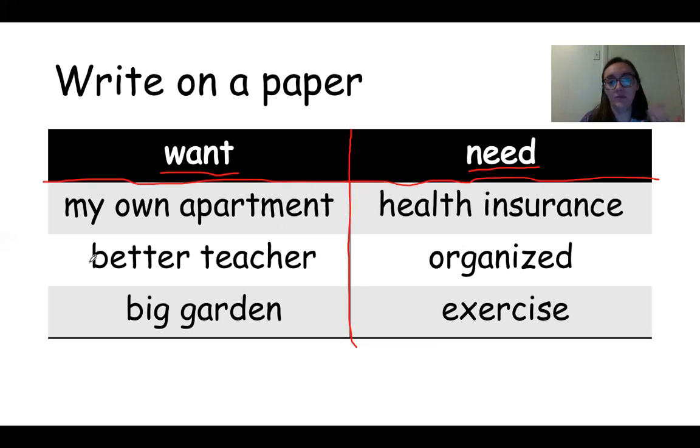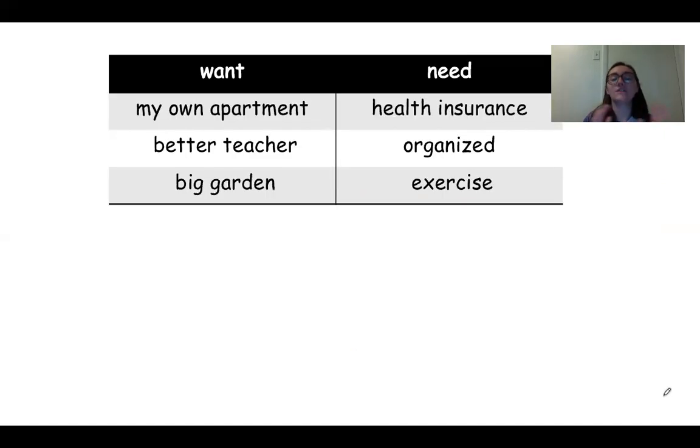Something that we just talked about is I want nursing school. I want to go to nursing school, but you could just write nursing school. Now, the next part we're going to do is put these into full, complete sentences, but we're going to write them.